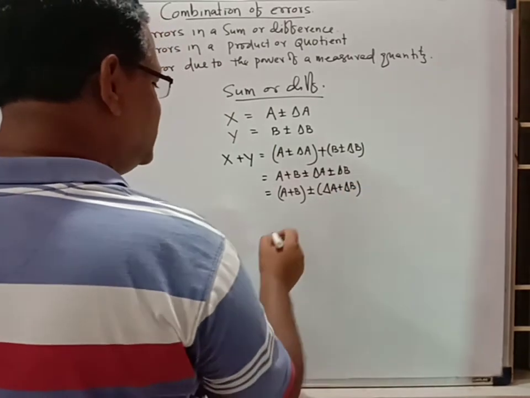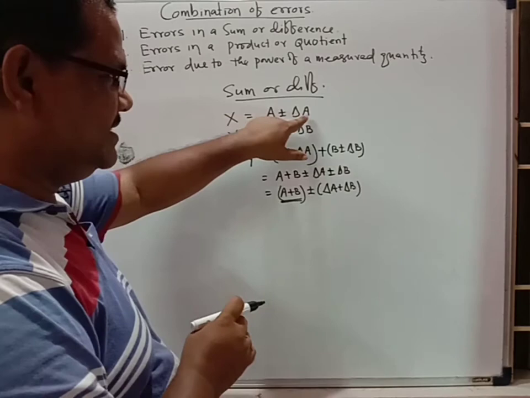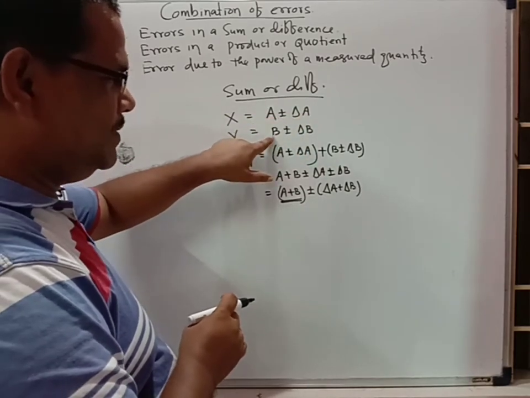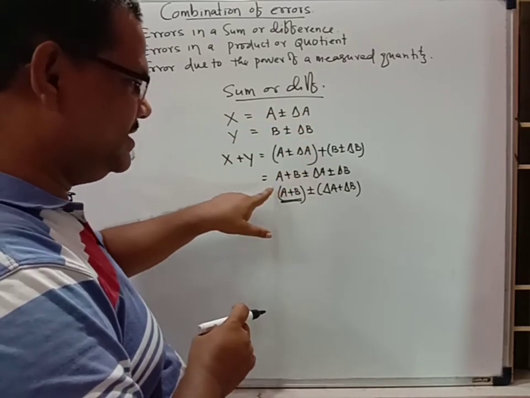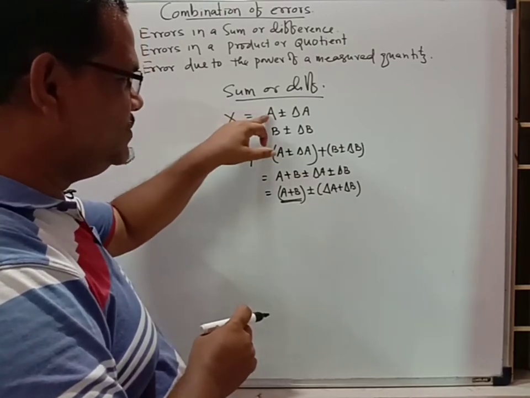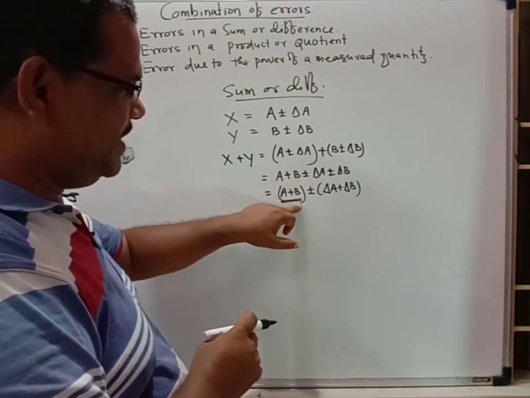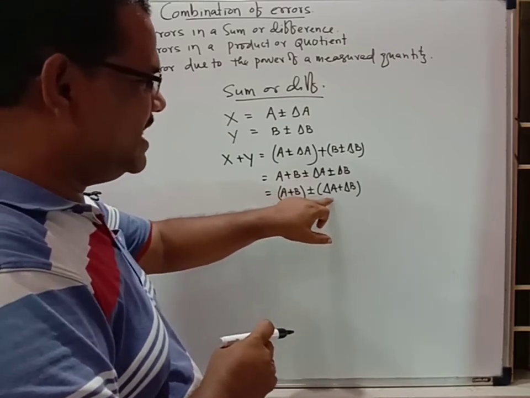So what is the result? A is the true value and this is the absolute error. B is the true value and this is the absolute error. In the result, whenever you add two quantities, your true values A and B are added directly, so you get A plus B, and plus or minus delta A plus delta B.